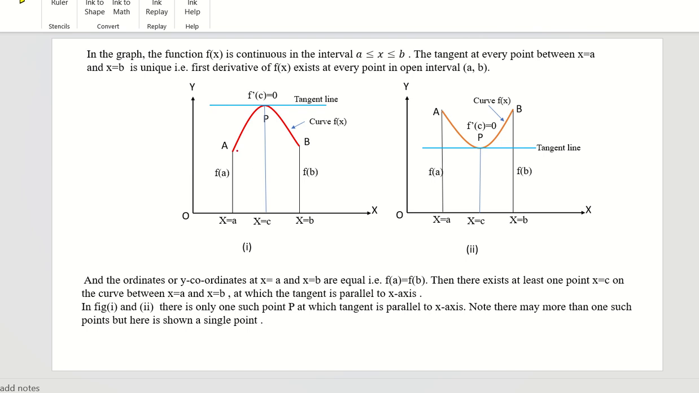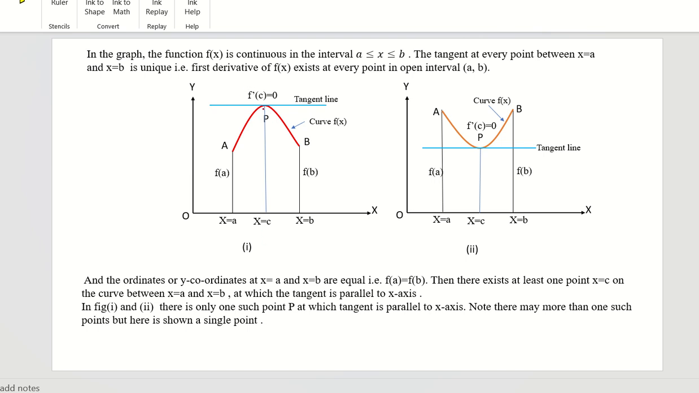And the third condition is that the functional value at the extreme points is equal. That means f(a) equals f(b). That means the height from the x-axis along the y-axis up to the curve at the end points of the curve in that interval are equal. This height and this height, or y coordinate, are equal. And then there exists at least one point. There may be more than one point, but at least one point exists.